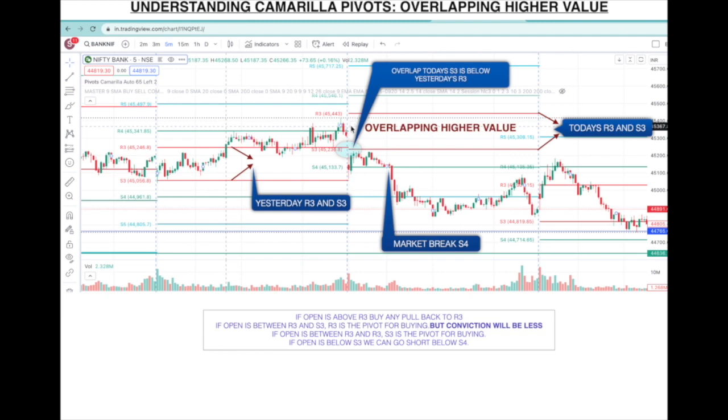Now, if the opening is between R3 and S3, any pullback to S3 will be a good buying opportunity for a target of R3 and R4. Now, if the opening is below S3, we had considered overlapping higher value as bullish. However, in this case, if you see, it has opened below S3. So whenever it opens below S3, any pullback to S3 will be a selling opportunity.